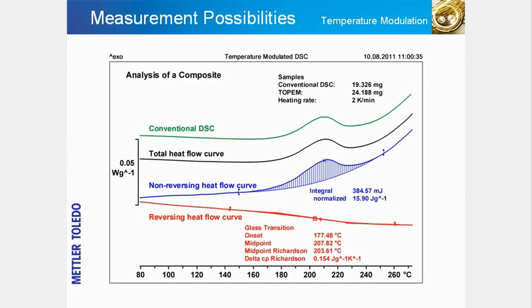The glass transition is now clearly visible at about 210 degrees Celsius in the red reversing heat flow curve. The small peak in the blue non-reversing heat flow curve is therefore due to the post-curing reaction. The glass transition temperature and the reaction peak can be used for quality control.